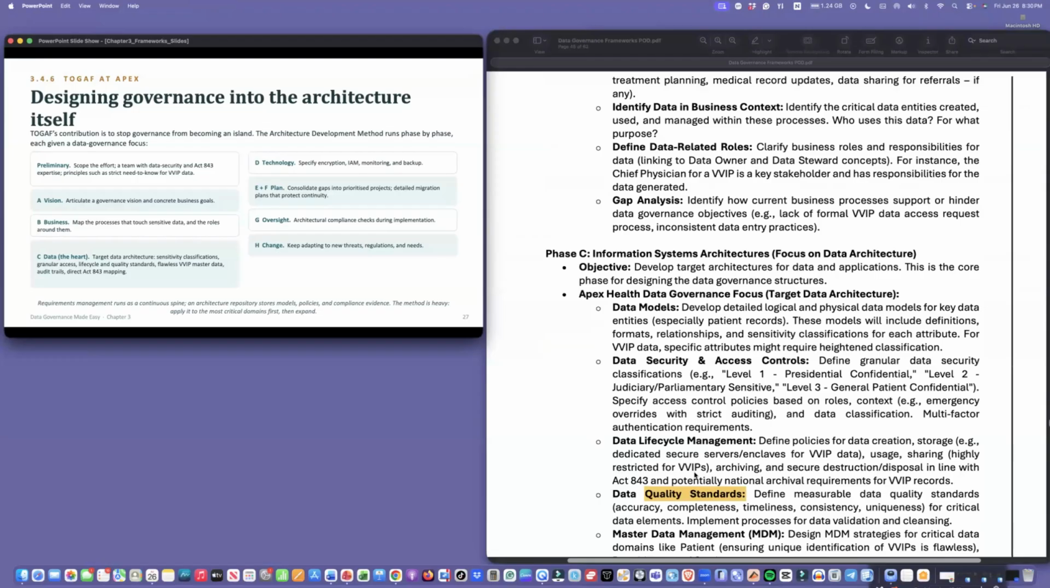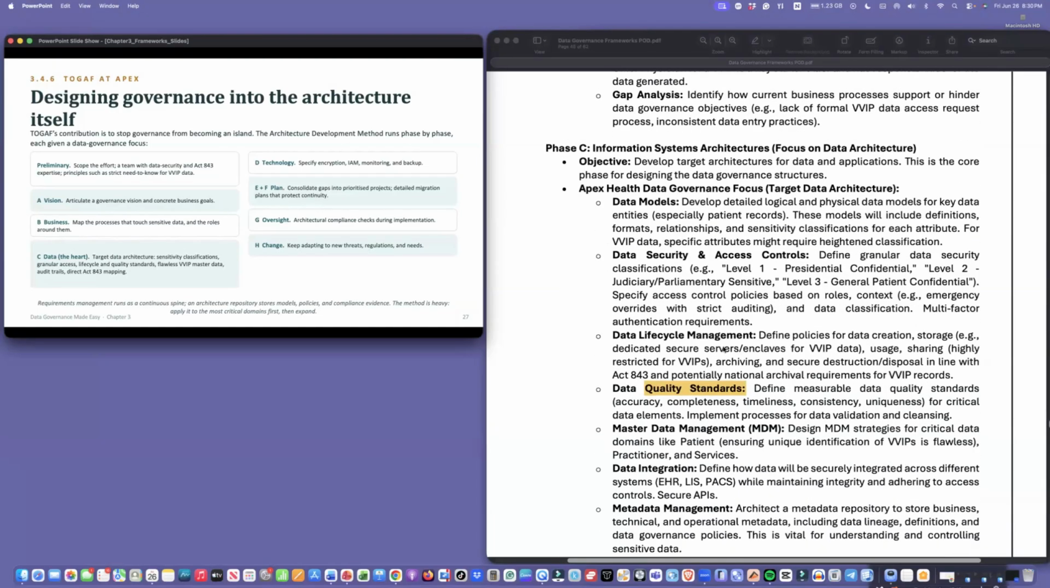Then from the business architecture, we come to the data architecture. What is the target data architecture for data and applications? What kind of logical and physical data models do you need for key data entities such as the patient records? What security controls? For example, some institutions may have level 1, presidential confidential; level 2, judicial confidential, parliamentary sensitive; and number 3, general patient confidential. So whenever data is defined, we can label it: is it presidential level, judiciary and parliamentary level, or a general patient? That's where the politicians are. Then you specify controls based on these three levels.